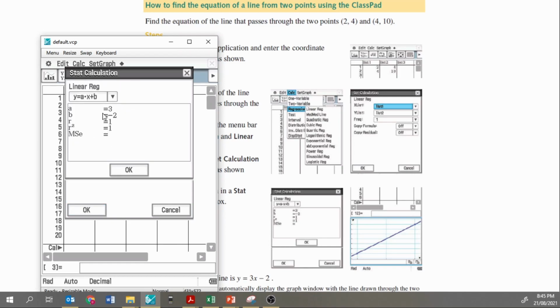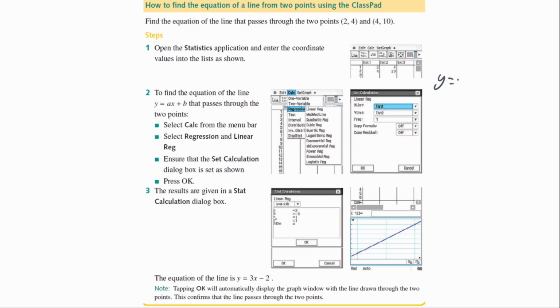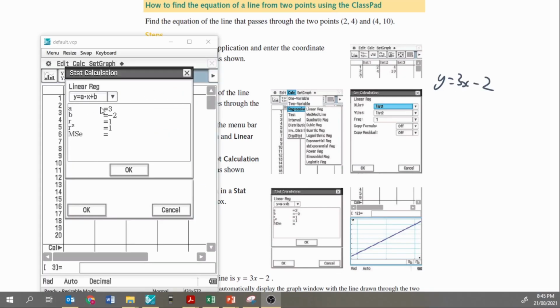Once you're here, my a will be the m, because that's y equals technically mx plus c. They've just used different letters. So a is the same as m and b is the same as c. So my slope there is 3 and my y-intercept is negative 2. So my equation would just be y equals 3x minus 2. Once again, m is a, which is 3, and c is b, which on the calculator is shown as negative 2.